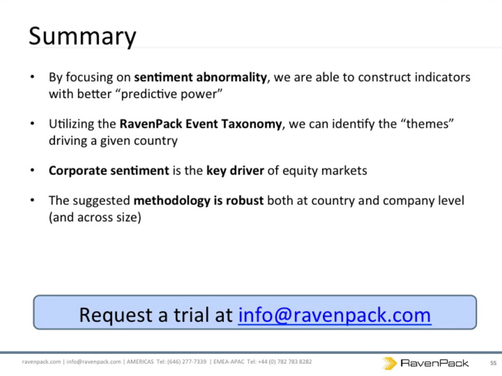In summary, we have shown that focusing on sentiment abnormality, we're able to construct indicators with better predictive power than simply relying on price data only. That the RavenPack event taxonomy is a valuable input to identifying themes driving country-level sentiment, and that it can be useful for bucketing news volume to help alleviate potential noise. We showed that when trading equities, market returns are primarily driven by corporate sentiment, while macro sentiment adds additional value mostly over longer horizons. Finally, our research shows that the methodology is robust at both country and company level, even though little attention was placed on the latter in this presentation.